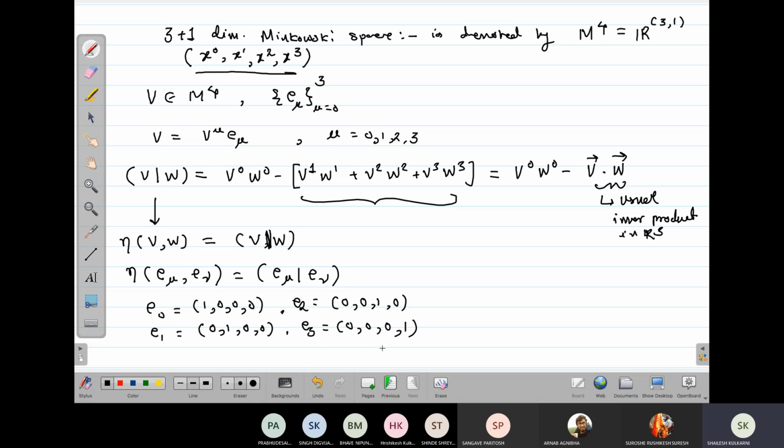Fine. Now, E1 inner product with E1. How do you define this? This is E1 0, E1 0. Remember, this is a vector, and this denotes its zeroth component. You understand?